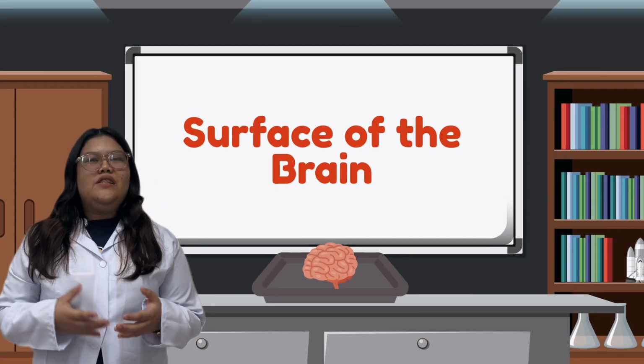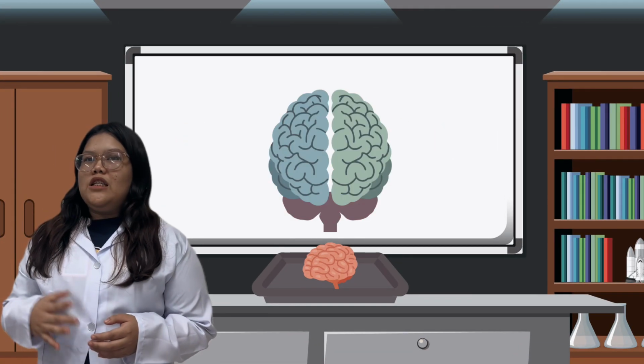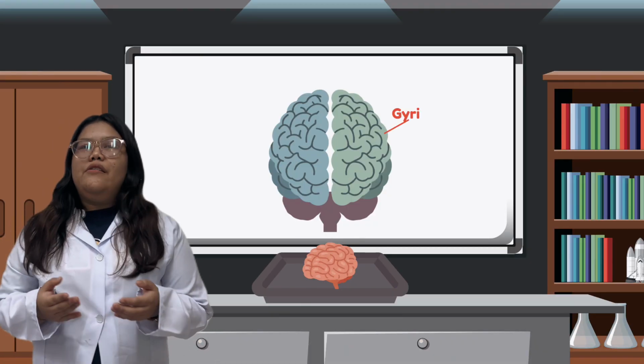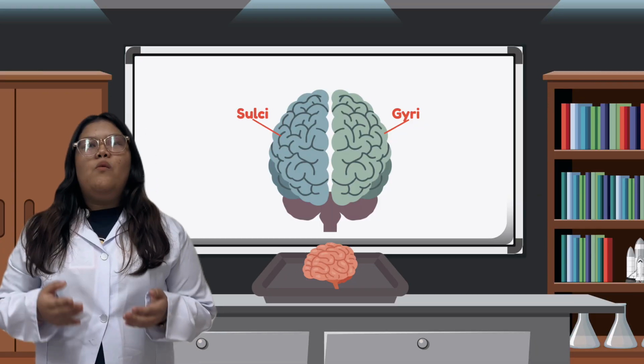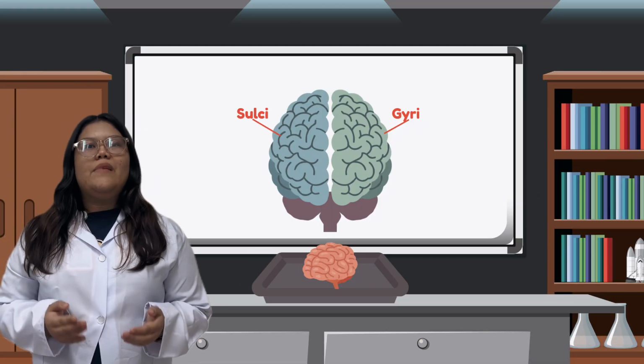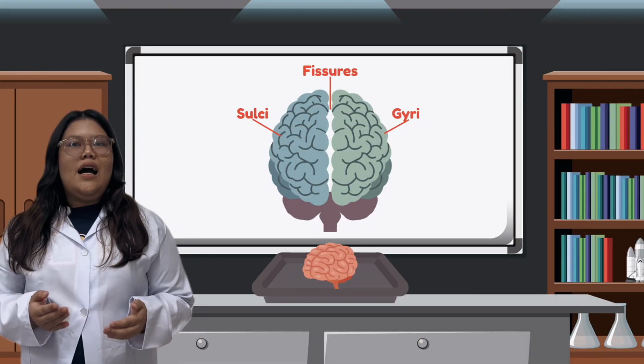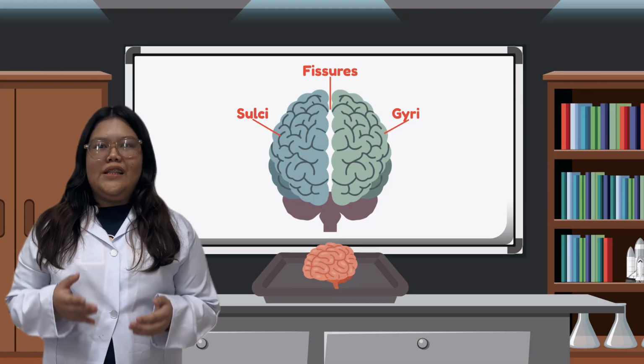Moving deeper into surface anatomy, we now observe the sulci, gyri, and fissures. On the brain surface, the raised folds are called gyri, while the shallow grooves are sulci. The deeper ones are fissures. These structures increase surface area, allowing more neurons to fit inside the skull.